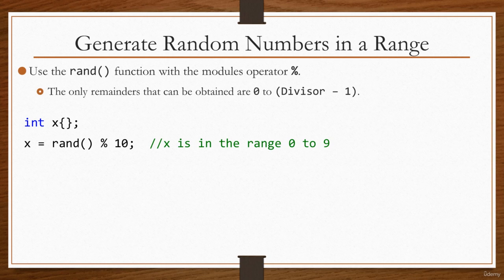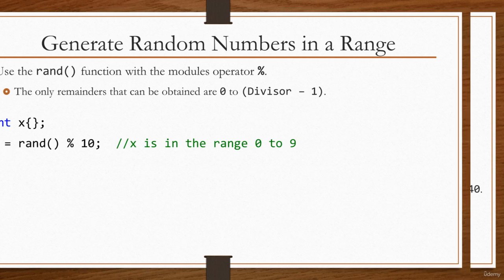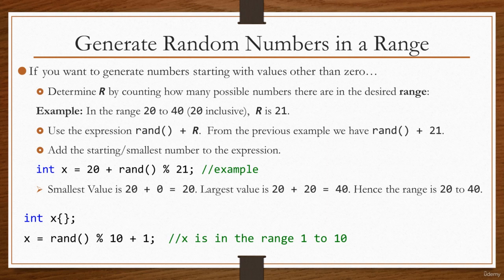So let's say we don't want to start with 0. How can we do that? If you want to generate numbers starting with values other than 0, firstly you determine r, which is just some variable, instead of doing x or y or something like that. So you determine r by counting how many possible numbers there are in your desired range. An example is, in the range 20 to 40, 20 inclusive, that r variable will be 21, not 20. Now on the next slide I'm going to give you an easy way of calculating this stuff.